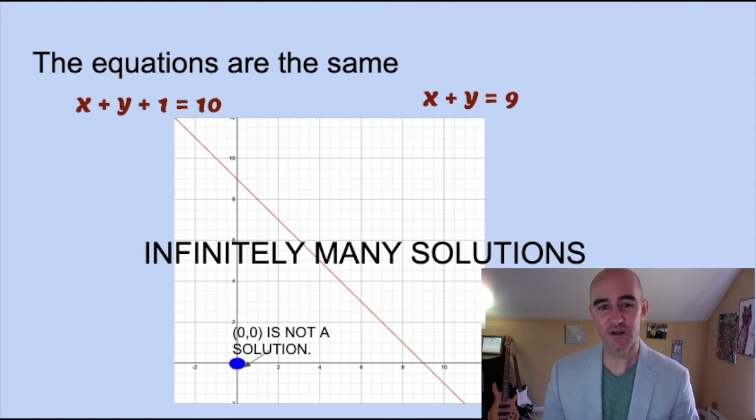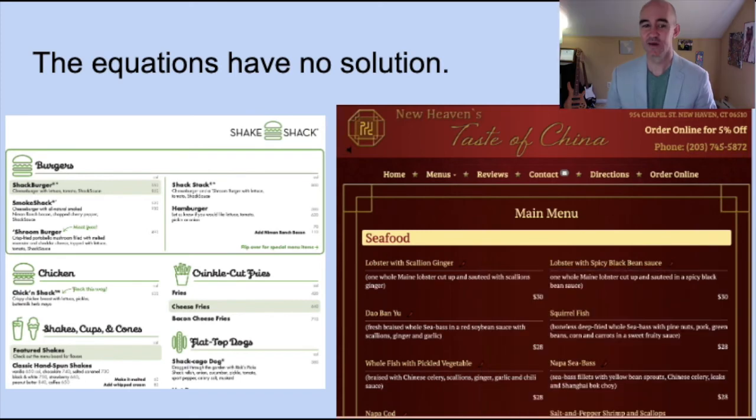The next case we're going to look at is when the equations have no solution. They have nothing in common. The Shake Shack in New Haven is right down the street from Taste of China in New Haven. If anybody ever invites you to Taste of China, you should go. It's incredible. But if you're looking for burgers or fries or milkshakes, you're not going to find them at Taste of China. And if you're looking for squirrel fish or Dao Ban Yu, you're not going to find them at Shake Shack. These two menus have nothing in common.